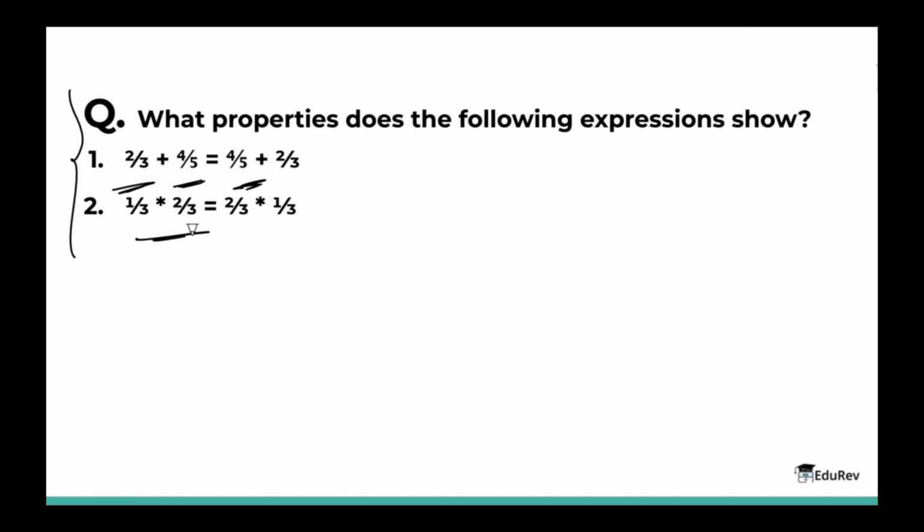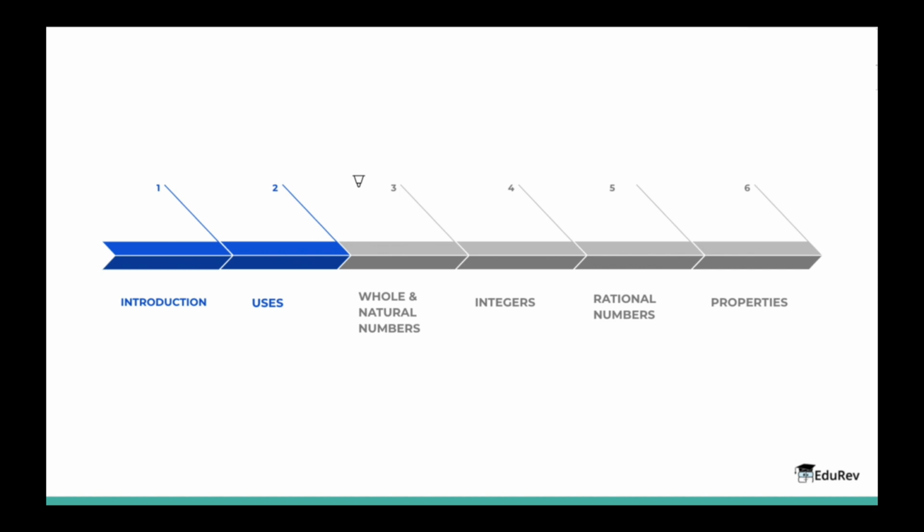The second one is 1 by 3 into 2 by 3 is equal to 2 by 3 into 1 by 3. So what's it going to be? Obviously this is also the commutative property, but it's of multiplication. So both these are examples of the commutative property, but one is of addition and the other one is of multiplication. Now, let's quickly do a recap of what all we learned and then we can wrap up.